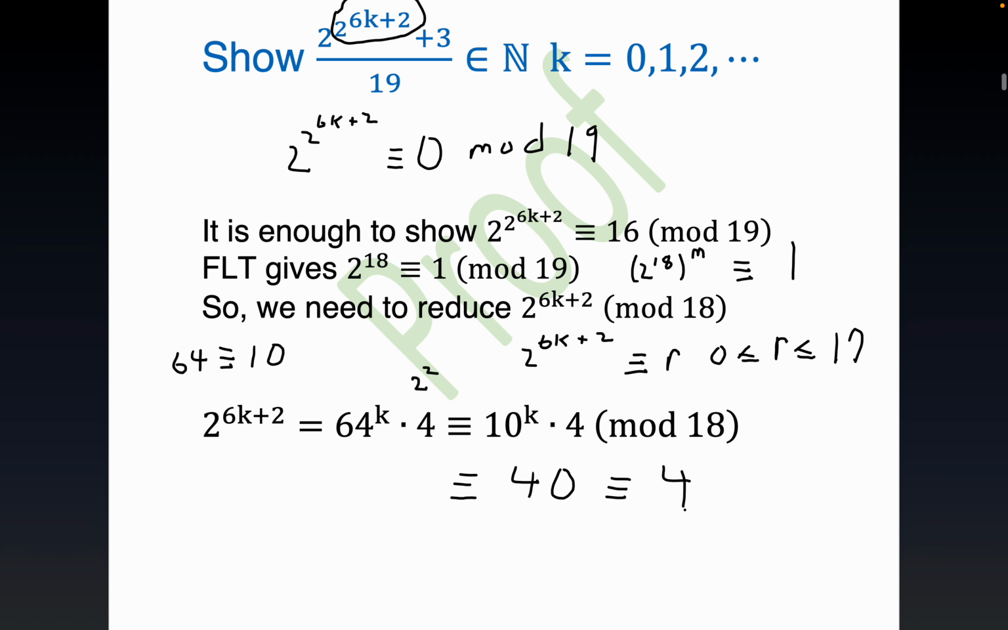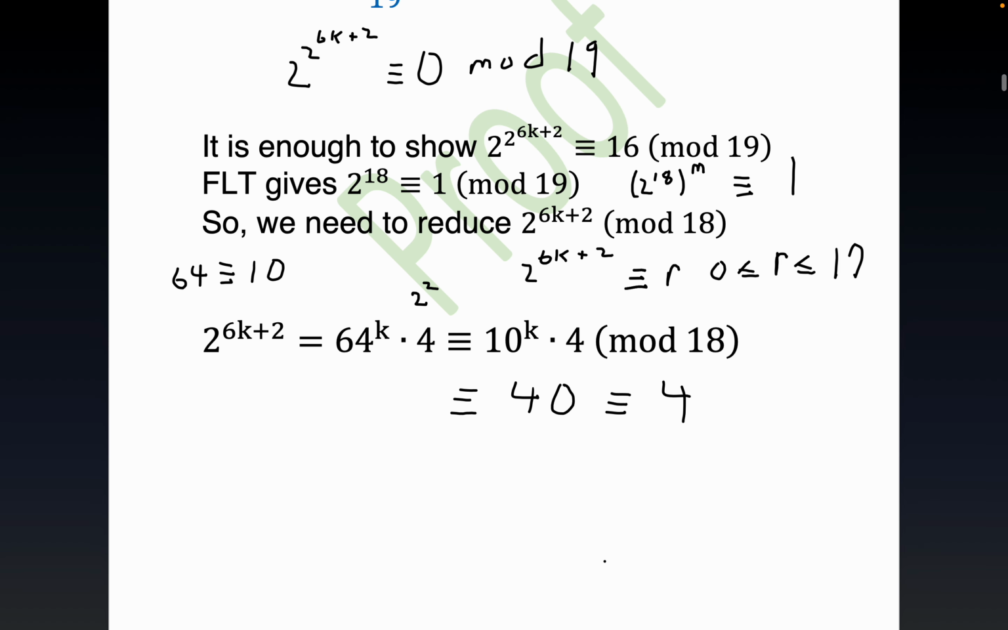Now, notice that 2 to the 4th is 16, and we're essentially done with the problem. Remember, this is the exponent that we're applying to 2, so 2 to the 4th would be 16, and you would get the 16 that we're talking about right here. So we're effectively done with the proof. If you're wondering how we just removed the k and said 10 times 4, notice that 10 squared is congruent to 10 mod 18.